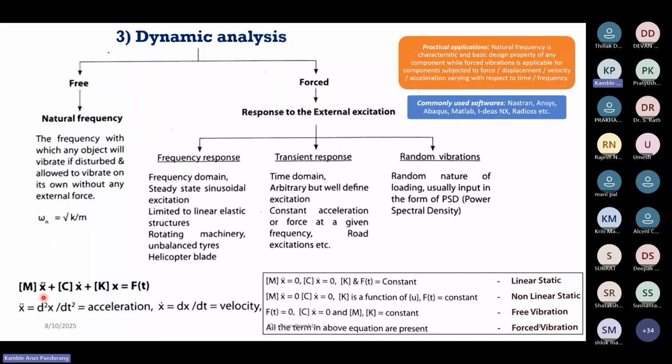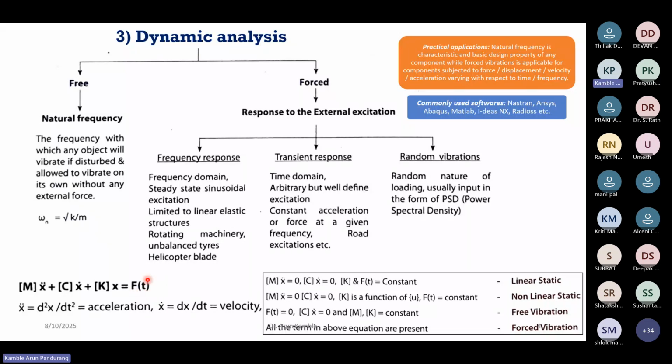And this is the general equation of motion in the dynamic analysis. It consists of the mass matrix, this is the damping matrix, and this is the stiffness matrix. And this x double dot is the acceleration, x dot is the velocity, x is the displacement, and f of t is the external force, which is a function of time.